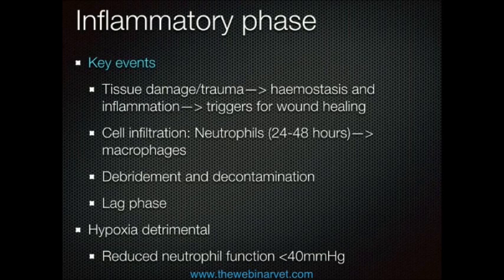The key events in the inflammatory phase are that the neutrophils are trying to debride the wound and reduce the amount of contamination that's there. This is important when we think about any existing inflammation or infection. Have you got a septic wound? Have you got a septic peritonitis that you're trying to get an intestinal anastomosis to heal in? Because those inflammatory mediators and that contamination around the wound are going to prolong the inflammatory phase of wound healing.